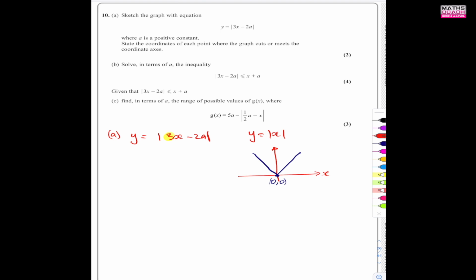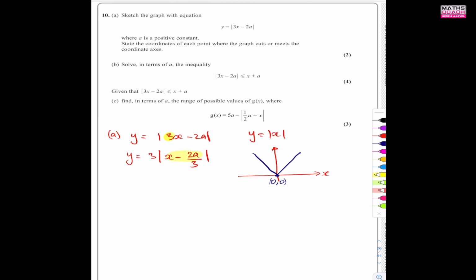Now, if you look at the equation given here, it's the 3 that's kind of in the way. If you were to sketch this as it is, you would have to follow the reverse of the order of operations in order to transform the graph. But going backwards or forwards all depends on how it's written. The best way to do this would be to factorize the 3 out of the modulus sign. So y equals 3 bracket, and then dividing everything inside by 3 gives you x minus 2a over 3. And then we can just follow our normal rules of transformation.